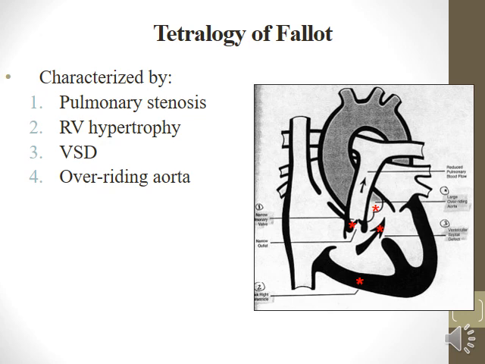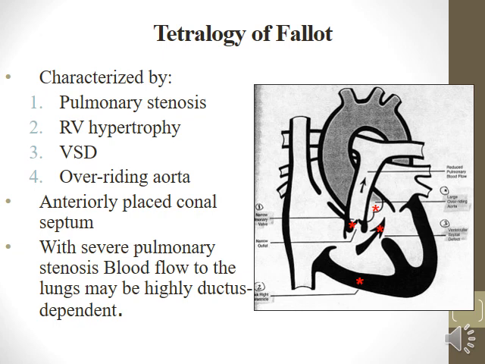Deoxygenated blood goes to the left side from the right side, and the pressure is more due to pulmonary stenosis. The right ventricle has to work more, so gradually right ventricular hypertrophy occurs, and there is an overriding aorta at the level of the pulmonary artery. And an anteriorly placed coronary septum may also occur.